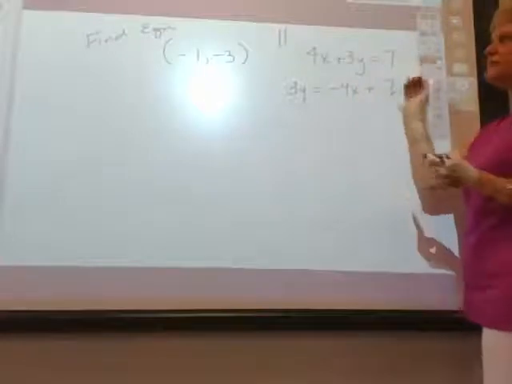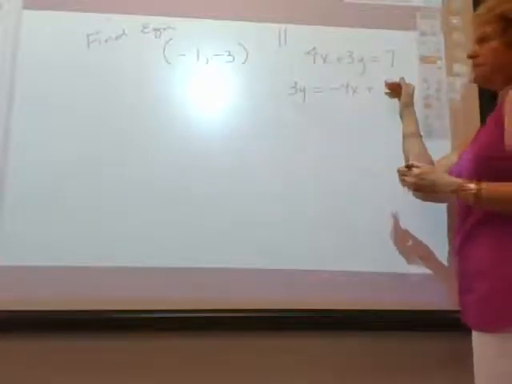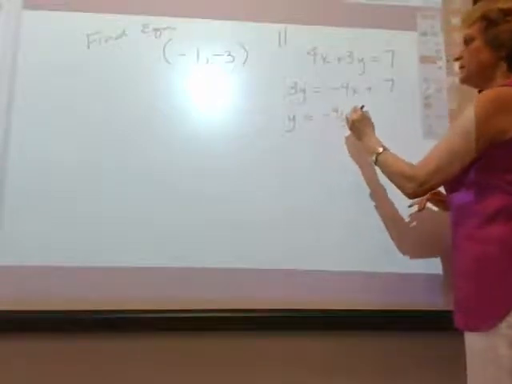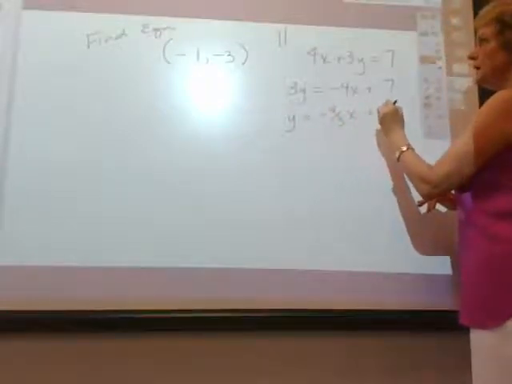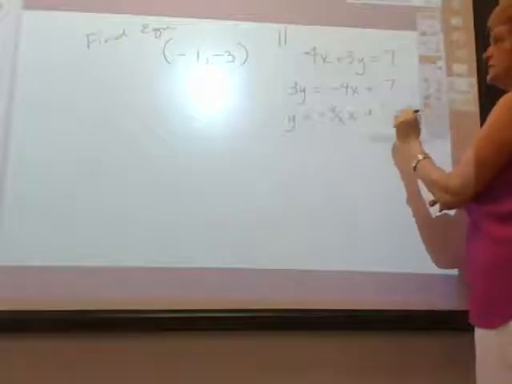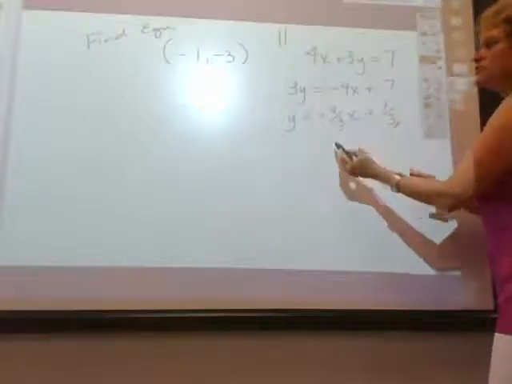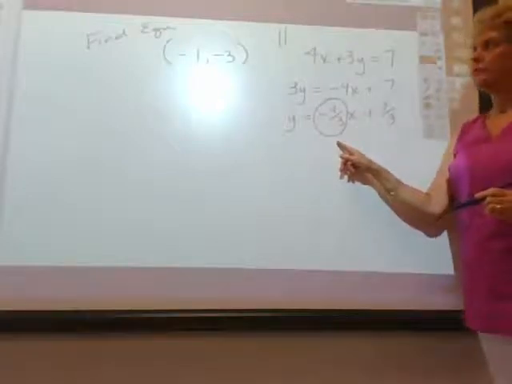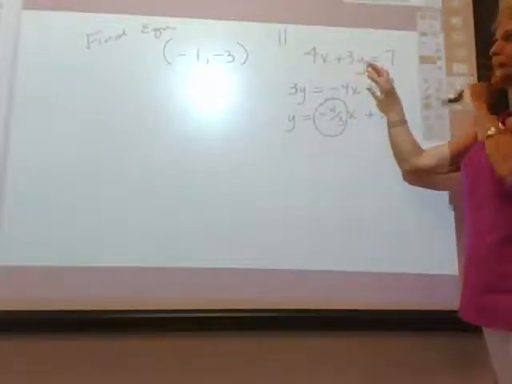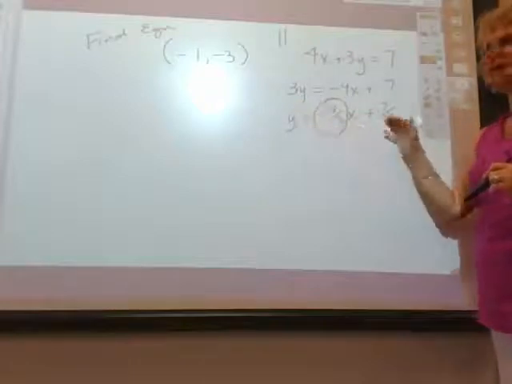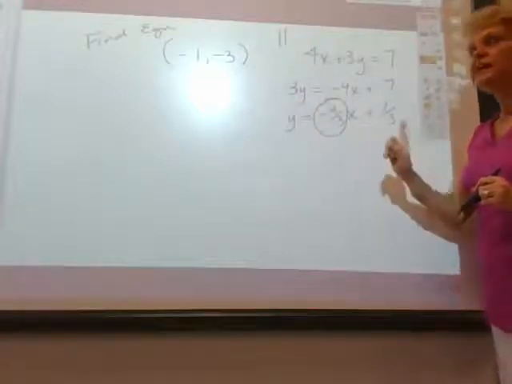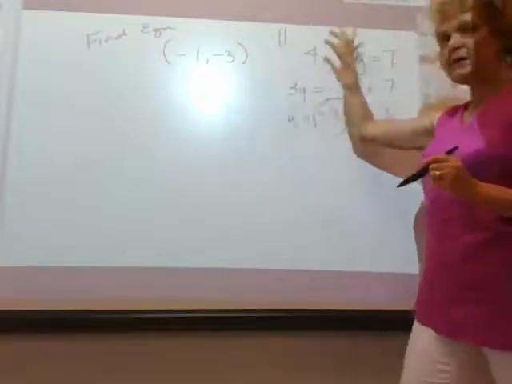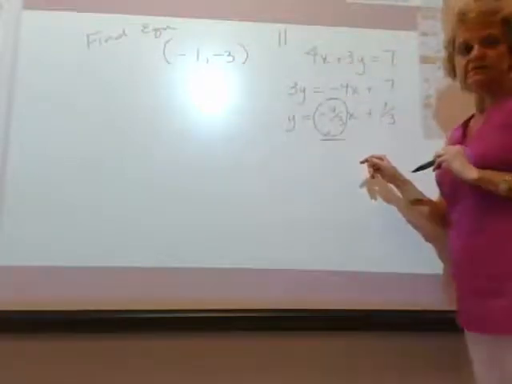Okay, I'm scooting the 7 over, I'm subtracting 4x, right? And then I'm going to divide through by 3, excuse me. Okay, so the slope that I found is negative 4/3, right? I solved for the y and divided through by 3 and found my slope. So if I'm finding the equation of a line that goes through that point and it's parallel to this, then this is the slope I want to use.